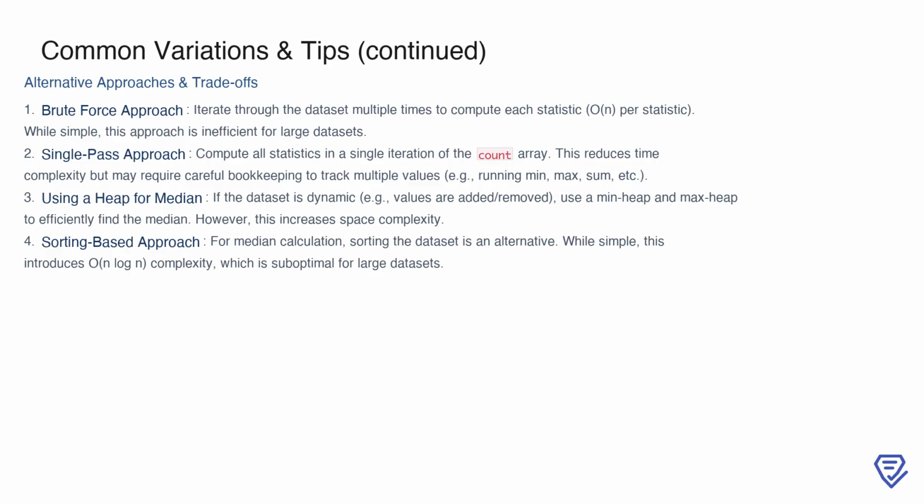If the dataset is dynamic, with values being added or removed over time, a heap-based approach is worth considering. Using a min heap and max heap enables efficient median calculation, though it comes at the cost of higher space complexity. Another option for median calculation is a sorting-based approach. While sorting the dataset simplifies the process, it introduces an O(n log n) complexity, which may be suboptimal for large datasets. Each method has its strengths and weaknesses, so selecting the right one depends on the problem's constraints and requirements.